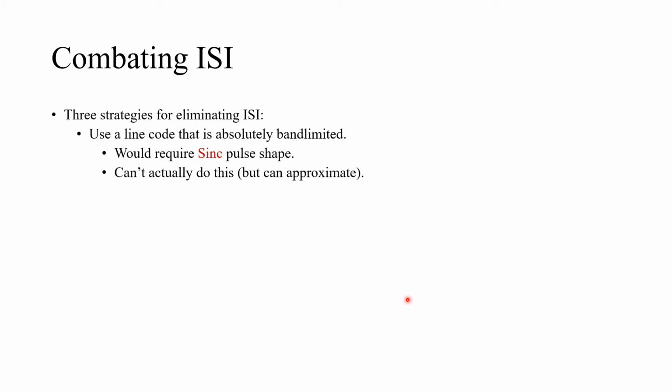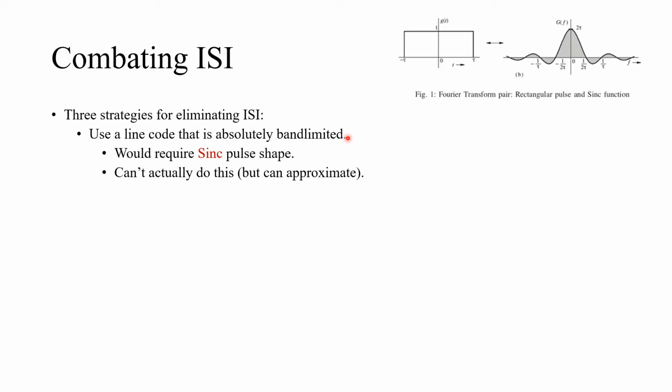To avoid the effects of ISI, three solutions were proposed by Nyquist. The first one is to use a line coding that is absolutely band limited. That means we already saw that such a rectangular pulse will produce a sinc function in the frequency domain. That is, it will produce an infinite bandwidth frequency in the frequency domain.